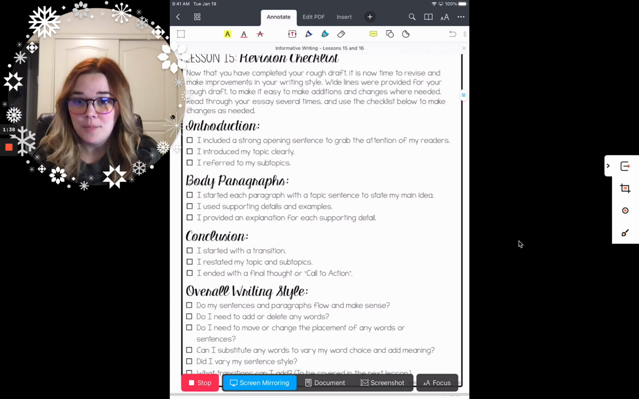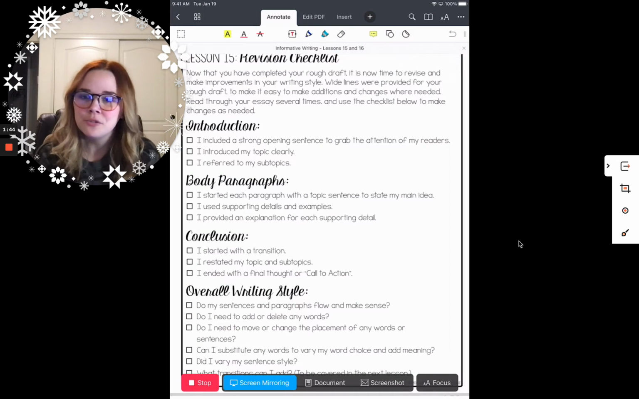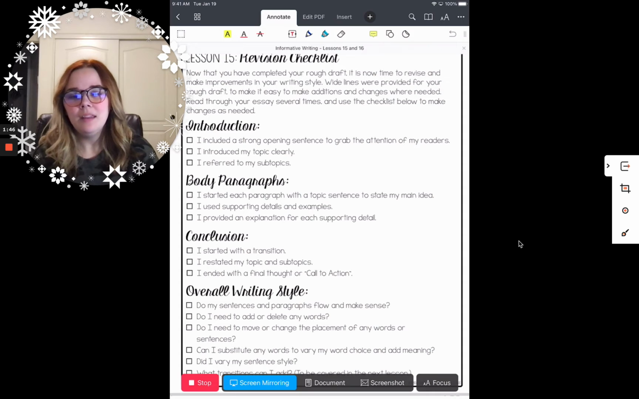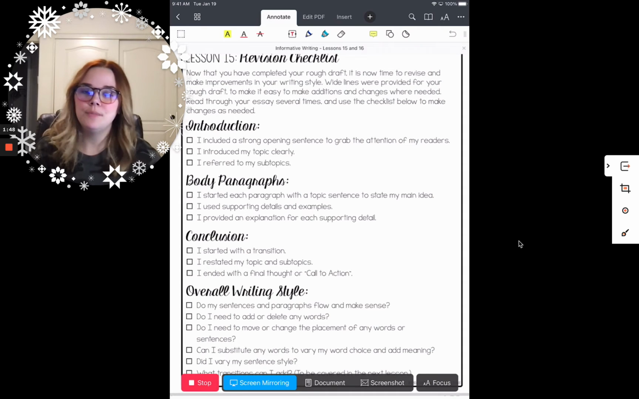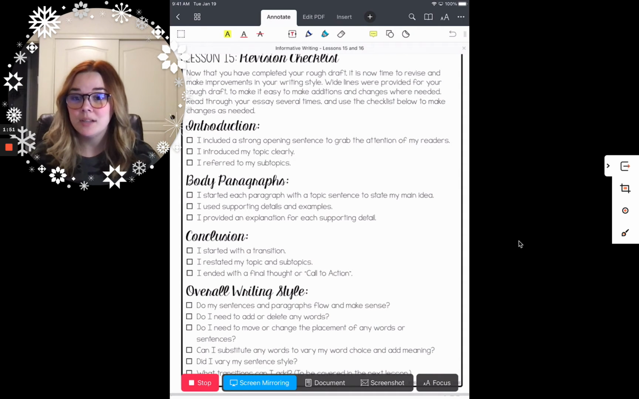The second thing you want to make sure you have in your introduction is that you introduced your topic clearly. You didn't just start talking about it, you introduced your topic. And finally, you want to make sure that you referred to your subtopics. You didn't just introduce your topic and then jump into a body paragraph. Make sure that you introduce those subtopics too.